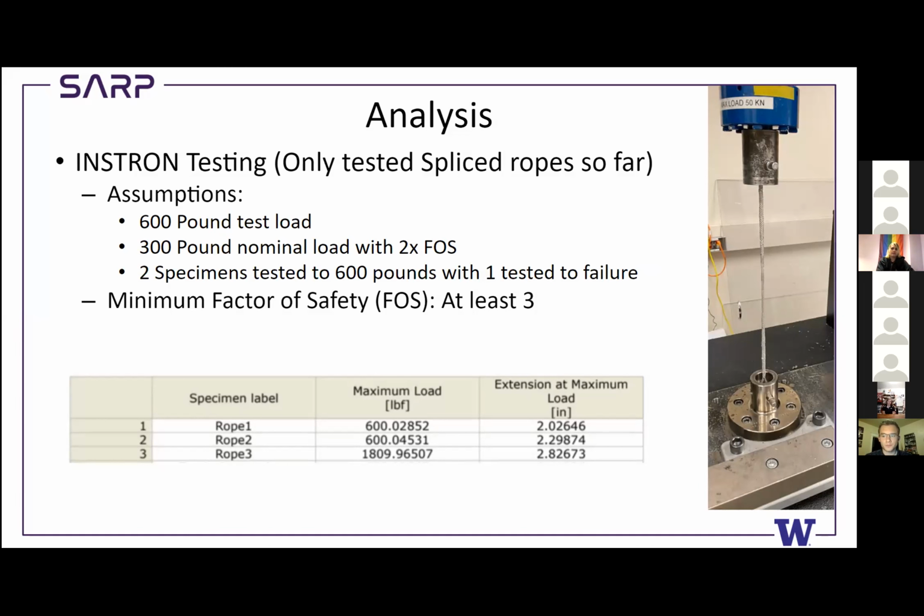Last year, we had a little bit of time to test before everything shut down. So we did Instron testing on the spliced ropes. We weren't able to test the PSS because we had an integration issue with last year's design, which has been addressed this year. But while testing the ropes, everything passed. We tested 2 to 600 pounds, which was a 2 times factor of safety. And we tested 1 to failure, which ended up failing at 1,800 pounds, which was well over anything that we needed.